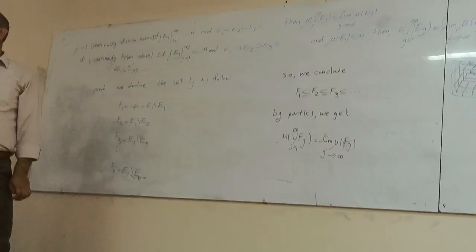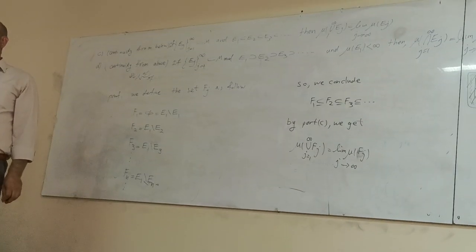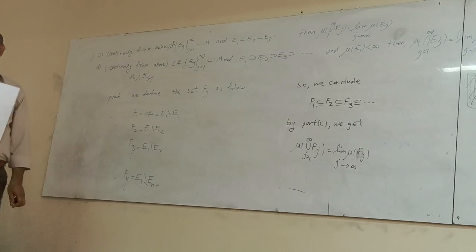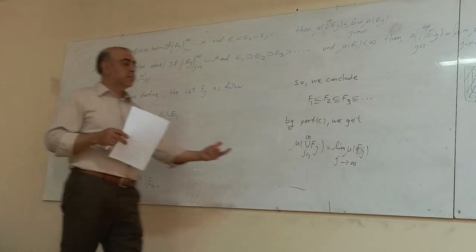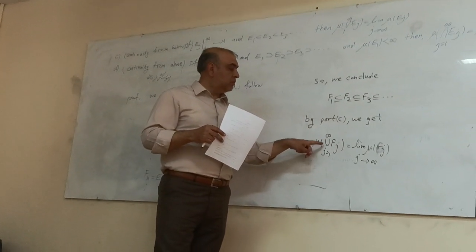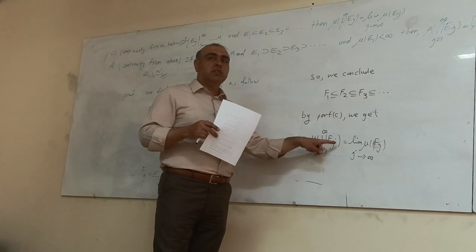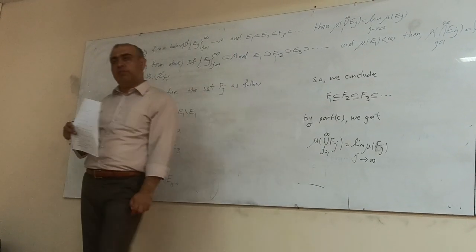Okay. Question? If you have a question, say. So we conclude mu of union of Fj is equal to limit of mu Fj, j to infinity.